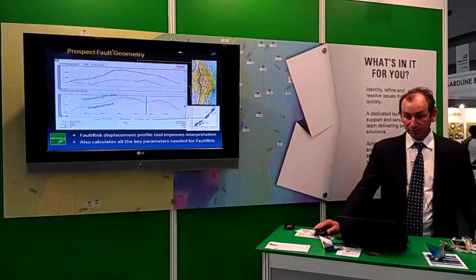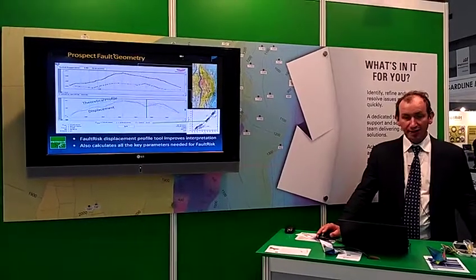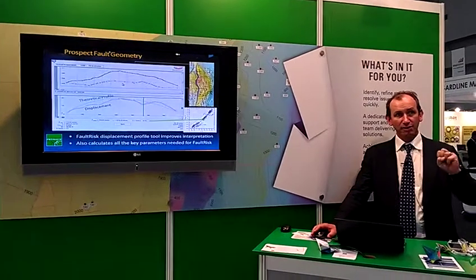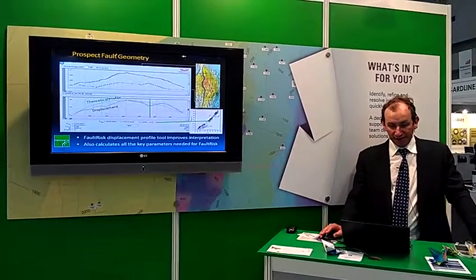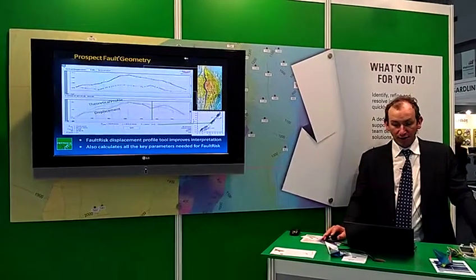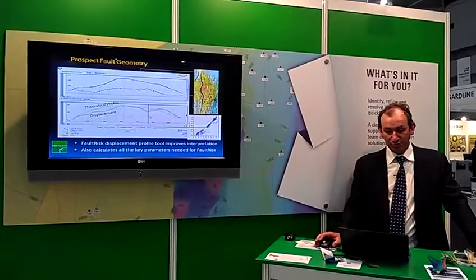The displacement profile tool is relatively straightforward to use. You have a set of points for the footwall, a set of points for the hanging wall. And what we're doing is grabbing the polygon out of Petrosys and splitting it up into these hanging wall, footwall traces. And then we have a displacement profile down the bottom where we can go through and check our displacement profile versus the theoretical profile.